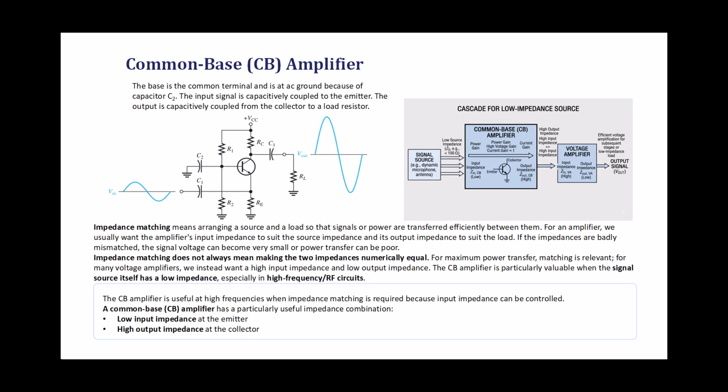For many voltage amplifiers, what we actually want is a high input impedance and a low output impedance. But the common base amplifier is particularly valuable when the signal source itself has a low impedance, especially in high frequency and RF circuits such as an antenna or a low impedance microphone. As the diagram on the right shows, a common base stage is often used as the first stage in a cascade, precisely because it presents a low input impedance to match a low impedance source and a high output impedance that can then feed a voltage amplifier stage. So to summarize, a common base amplifier has a particularly useful impedance combination: low input impedance at the emitter and high output impedance at the collector.